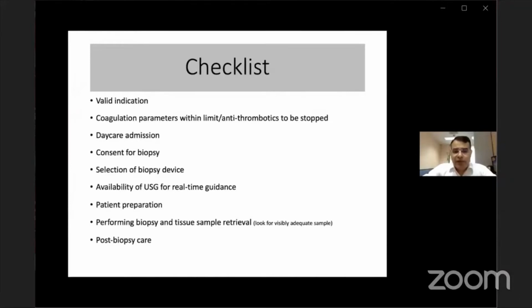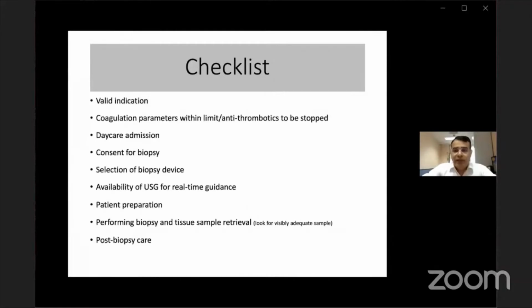Availability of ultrasound for real-time guidance. This is the most upcoming thing, and the majority of the guidelines would suggest that it is better to use USG for real-time guidance. You may still do a blind biopsy, but USG is the better way of doing a biopsy. Then you need to prepare the patient. That is very important, so that you don't inoculate or cause pain to the patient. Performing biopsy and tissue sample retrieval.